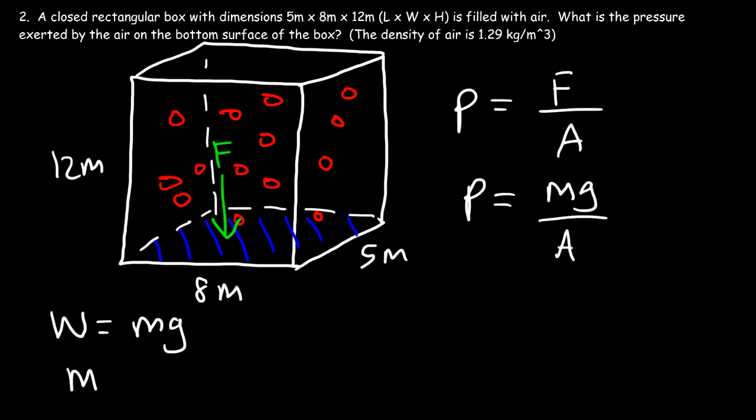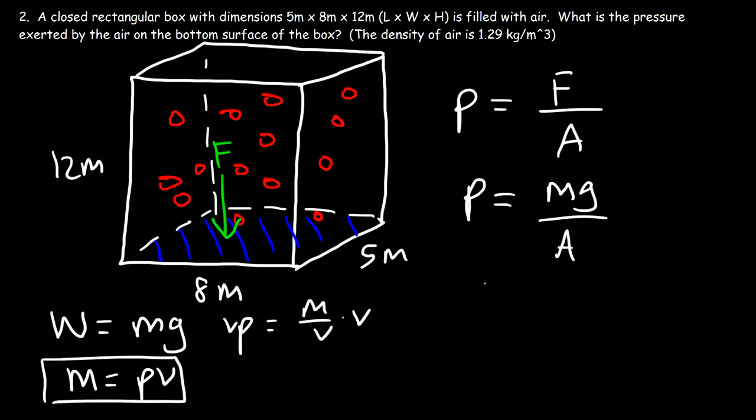Now the mass of a fluid is density times volume. Density is mass over volume. So if you multiply both sides by V, m is ρ times V. So the mass is going to be the density of the air times the volume times gravitational acceleration.